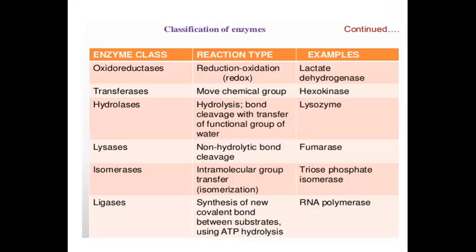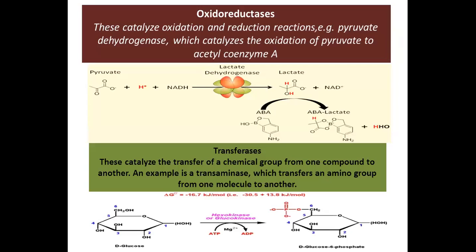Based on the International Union of Biochemistry, there are six major classes of enzyme. The first class is the oxidoreductase, which involves oxidation and reduction reactions, several types of them. An example is pyruvate dehydrogenase, which catalyzes the oxidation of pyruvate to acetyl coenzyme A. Lactate dehydrogenase is also an oxidoreductase enzyme, where it acts on pyruvate and converts it to lactate.